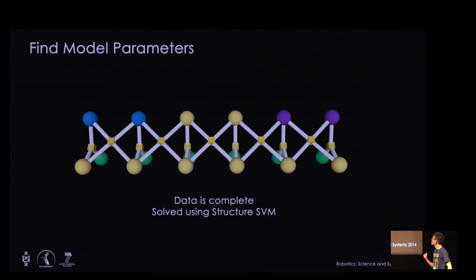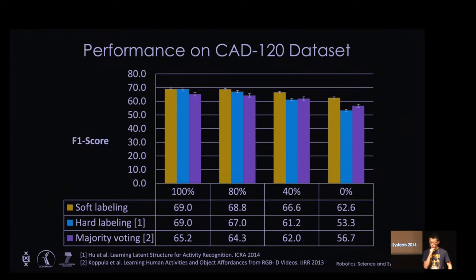And this graph shows the performance of our algorithm compared with other approaches. We evaluate it on the CAD-120 dataset, which is created by Cornell University. And we find that if we have more noise in the labels, our soft labeling method outperforms the hard labeling method, and also outperforms the state-of-the-art approach, which uses majority voting.